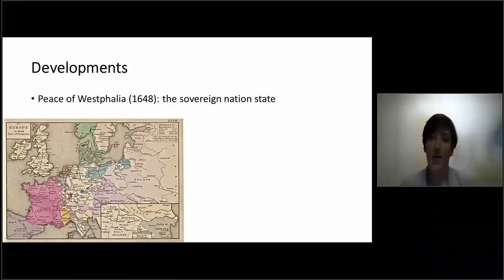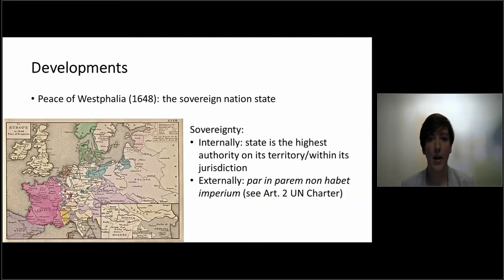We tend to say that the beginning of our modern state system was the Peace of Westphalia in 1648. At this time, the states became sovereign nation states. And sovereign is a key word here. So sovereignty internally means that the state is the highest authority within its territory and within its jurisdiction. Externally, this meant that all states are equal and that equals cannot dominate over one another. This principle is still laid down in the UN Charter.